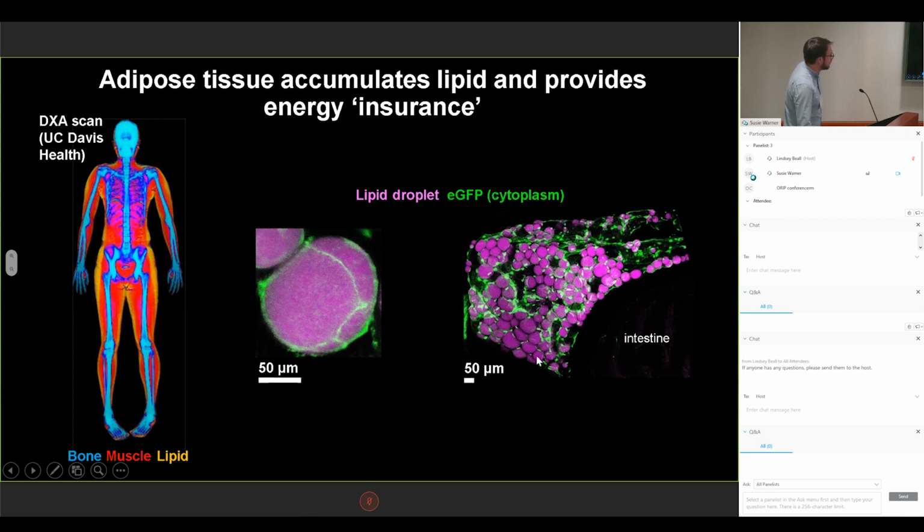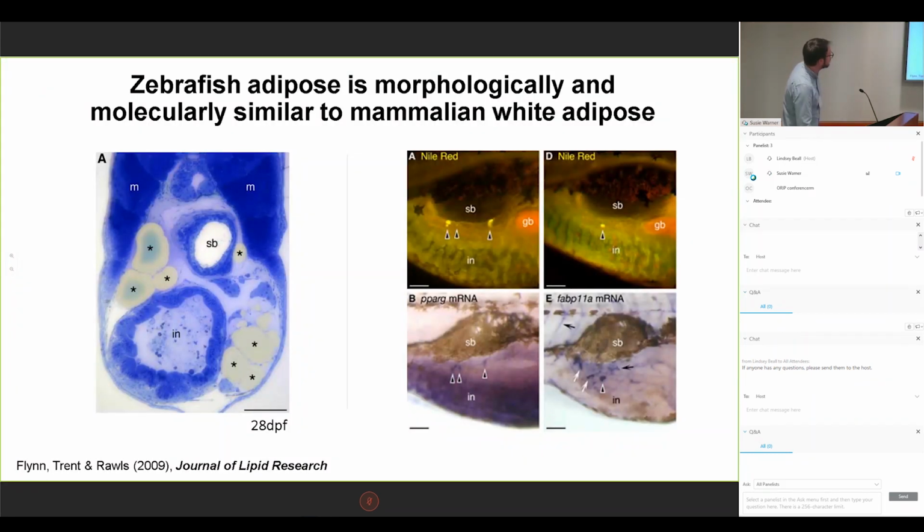All right, so medically we're interested in adipose tissue because of obesity and body fat distribution, and these are two things that we're really looking at in zebrafish. Okay, just to give you a little bit of background on what's known about zebrafish adipose tissue.